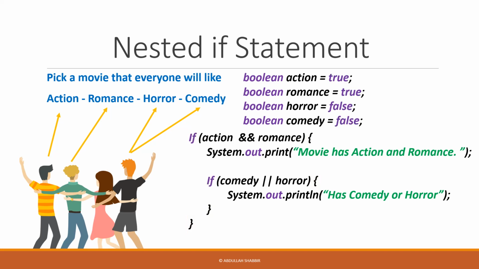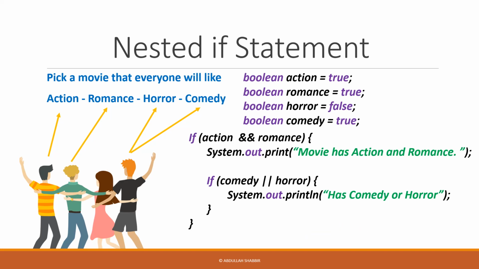With these values, we'll then look at our decision making code line by line. We know action and romance are both true, so when they are combined with an AND operator, this whole expression will also be true. Now we'll enter the code in our outer if statement and print out movie has action and romance. The next line we get to is our nested if statement, which checks if comedy or horror is true. And since both of these are false, the expression will also be false, so we'll skip over the code in our inner if, and all we'll print out is movie has action and romance.